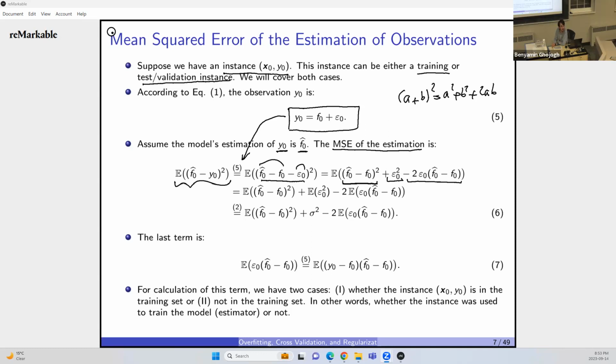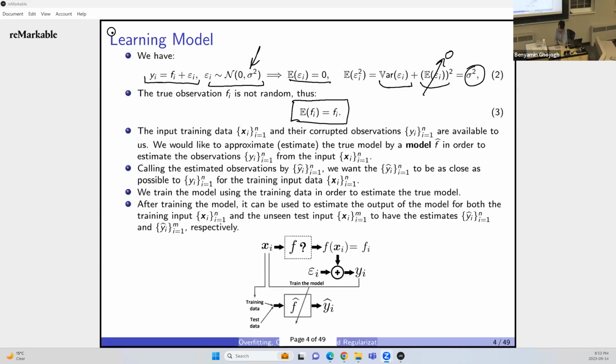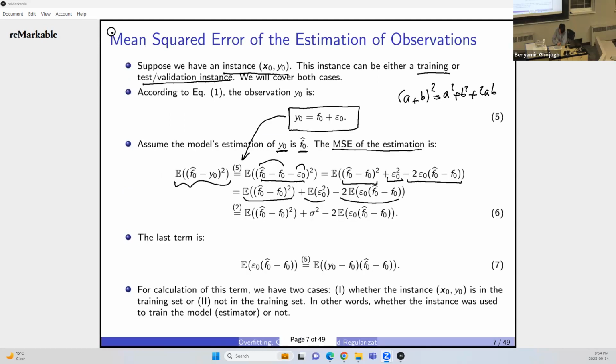Expectation is a linear operator. So I will have the expectation of the terms. Then what? Then I have here, what is expectation of epsilon 0 squared? I just proved that here in equation 2. Expectation of epsilon i squared became sigma squared. Okay, so let's use that. It's this, right? Minus 2. So the other things are the same as before.